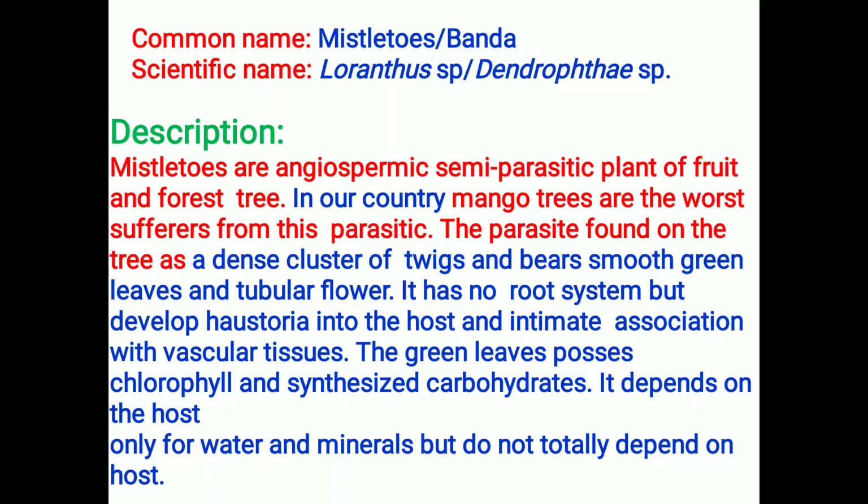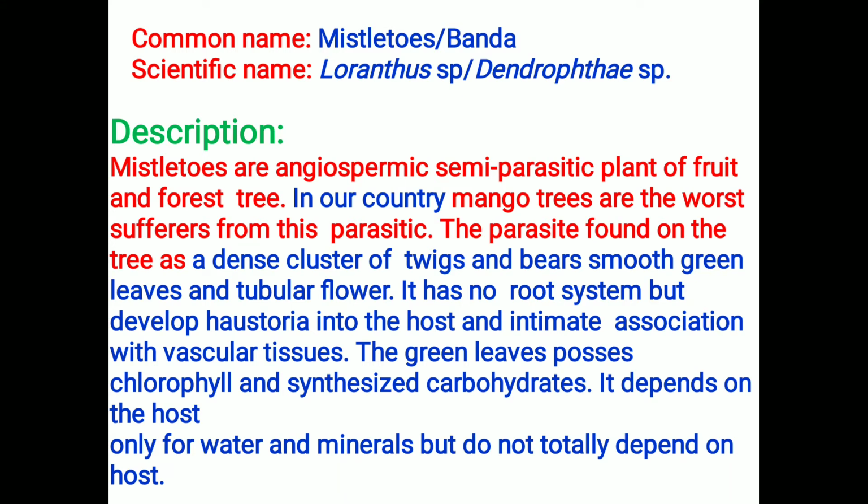Regarding Loranthus, it is the name of a weed, or scientifically it is also called mistletoe or benda or dendrophthoe. A brief introduction of mistletoe: it is an angiospermic semi-parasitic plant of fruit and forestry. In our country, the mango crop is mostly affected by this weed called Loranthus. It is mostly found on the mango tree stem for its food materials.